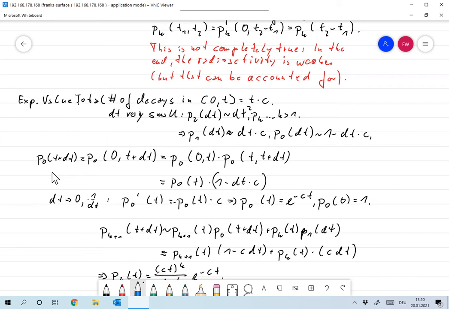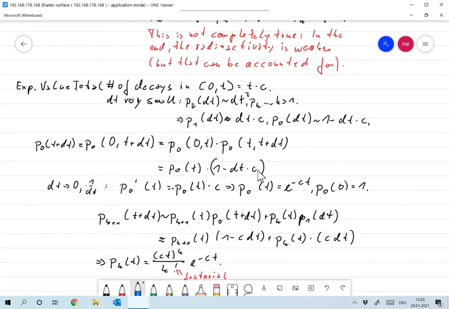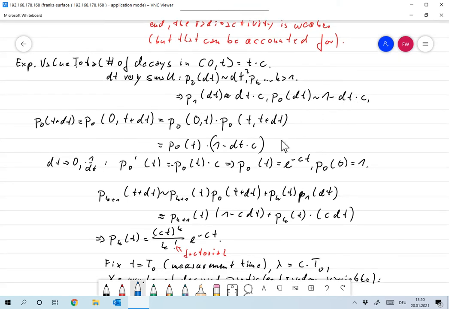Okay, now we look at P0 of t plus dt. So the probability that no particles decay in the time from zero to t plus dt. And of course, that's the probability that no particles decay in the time from zero to t, and no particles decay in the time from t to t plus dt. And since we assume that these are independent, the joint probability is just given by the product. So that's nothing but P0 of t times 1 minus dt times c, where I plugged in the dt times c for P0 of dt, and that was this one.